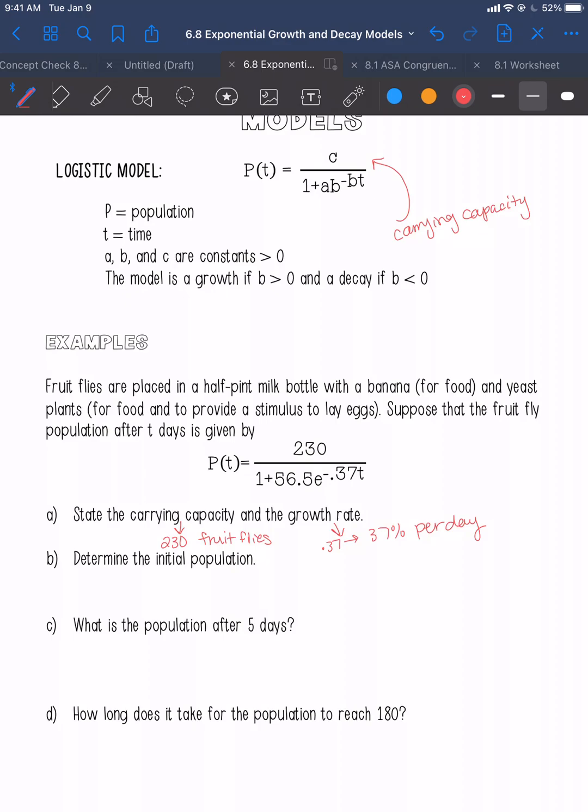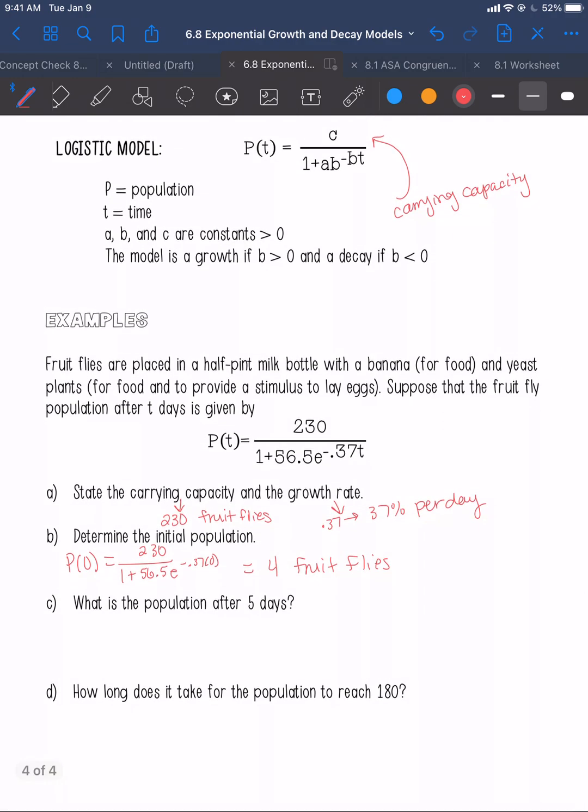Alright, the initial population is when T is 0. So P of 0. Plug in 0 for T. And you get that to be 4 fruit flies. So the initial amount that were put in that bottle was 4 fruit flies.